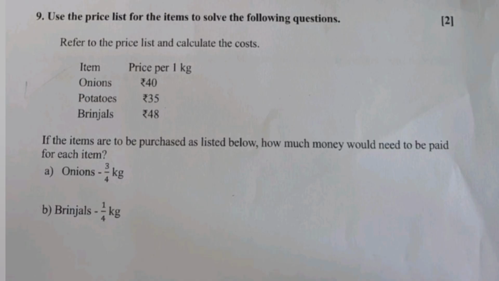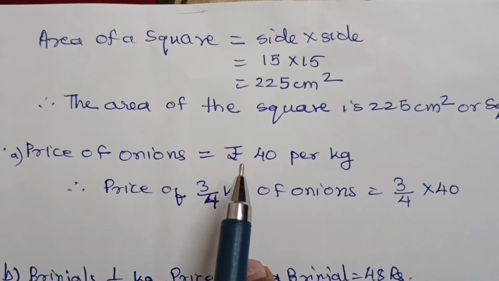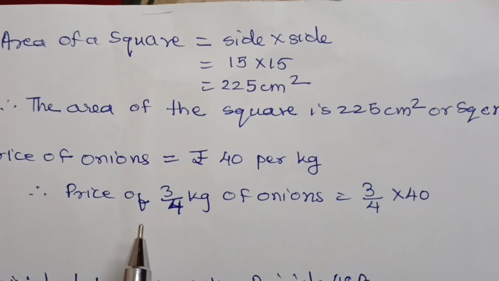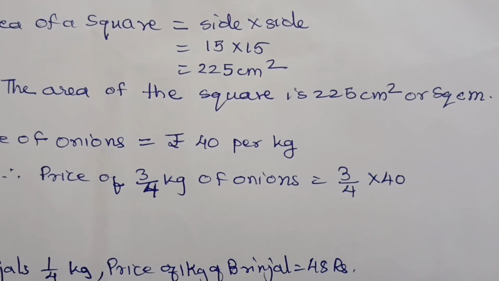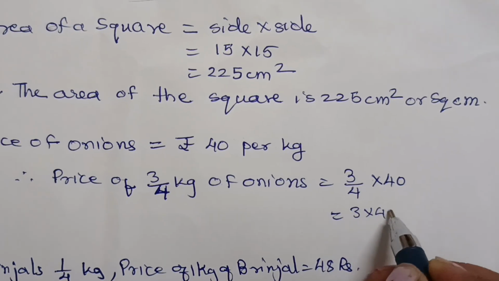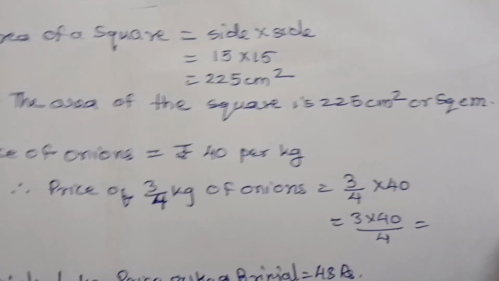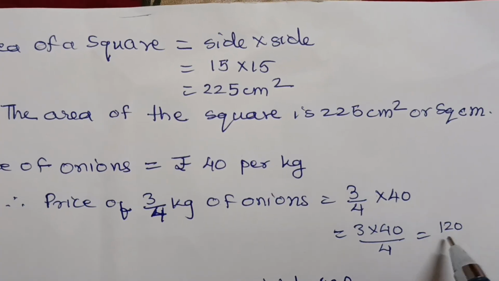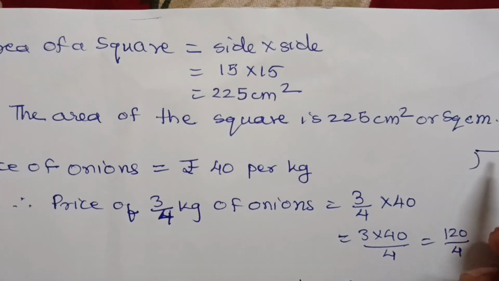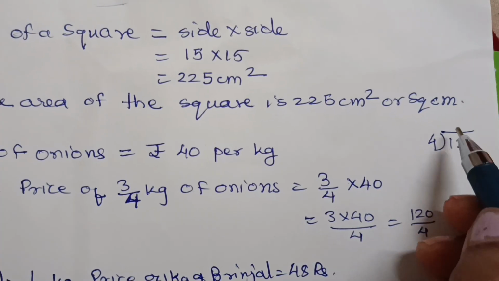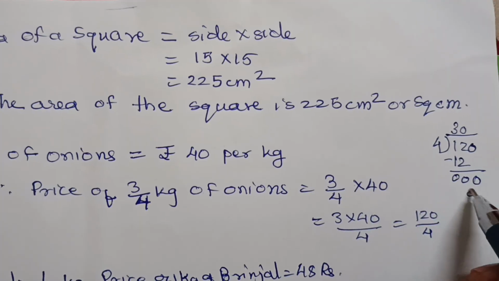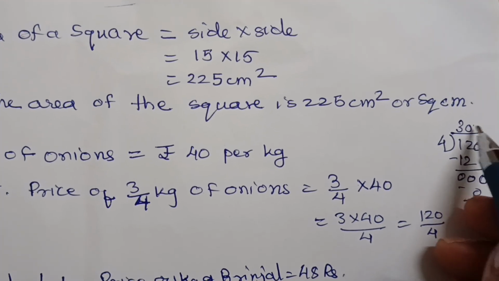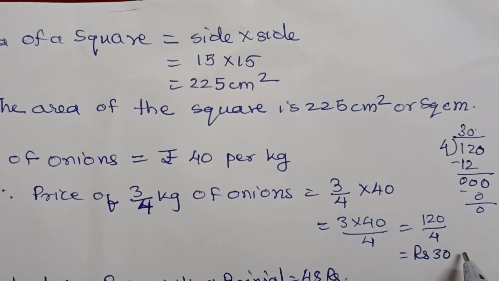Here the price of onion is given as rupees 40 per kg. Price of onions is equal to rupees 40 per kg. Now we have to find out the price of 3/4 kg of onion. So 3 upon 4 into 40. So first multiply 3 into 40 upon 4. 3 4s are 12. So 120 upon 4. Now divide this 120 by 4. 4 3s are 12. 12 minus 12 is 0. Again this 0. So 4 zeros are 0. So the answer is rupees 30. Rupees 30 for 3/4 kg.